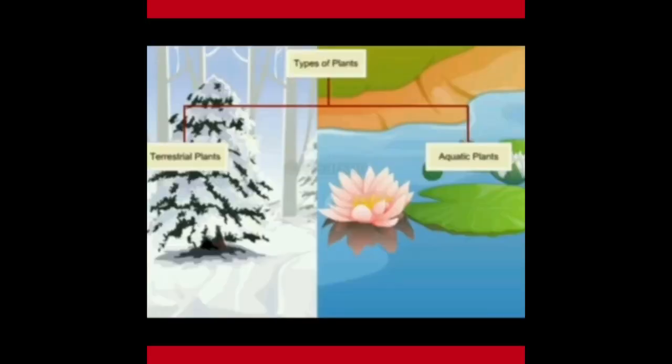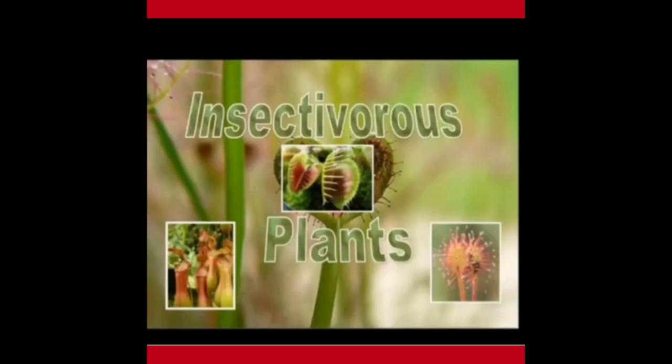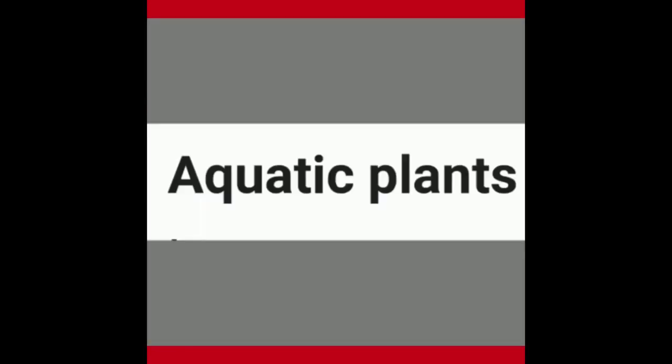Depending upon their habitat, the plants are divided into two groups. What are they? Yes, terrestrial plants and aquatic plants. In that, we learned about terrestrial plants. So, now we are going to learn about the aquatic plants, insectivorous plants, and useful plants. Let us see what are aquatic plants.